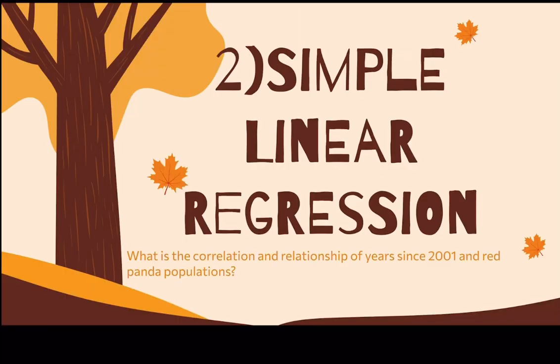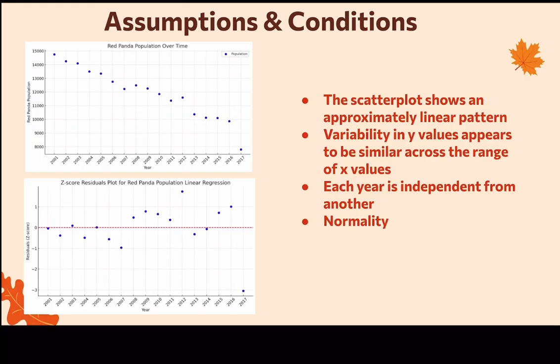Next, I will create a simple linear regression model. This is to answer the question, what is the correlation and relationship between years since 2001 and the red panda populations? So we need to check that the scatter plot shows an approximately linear pattern, and from the image on the top, we can see that there is an approximately linear pattern. We also see that the variability in the y values appears to be similar across the range of x values. We need to assume that each year is independent from another. And finally, we can see that this is approximately normal due to the residual plot not having any kind of pattern or curve.